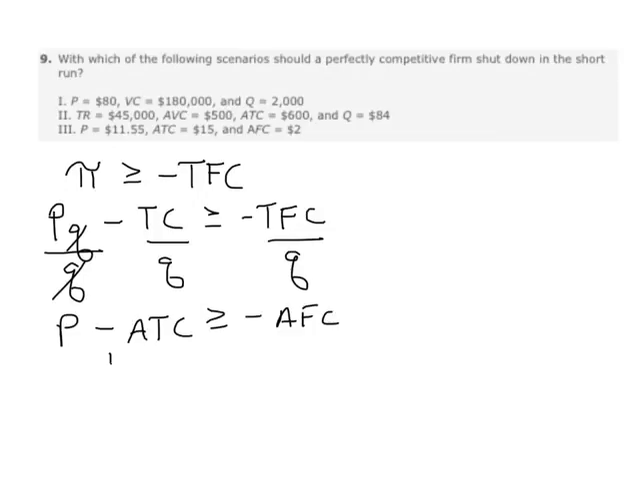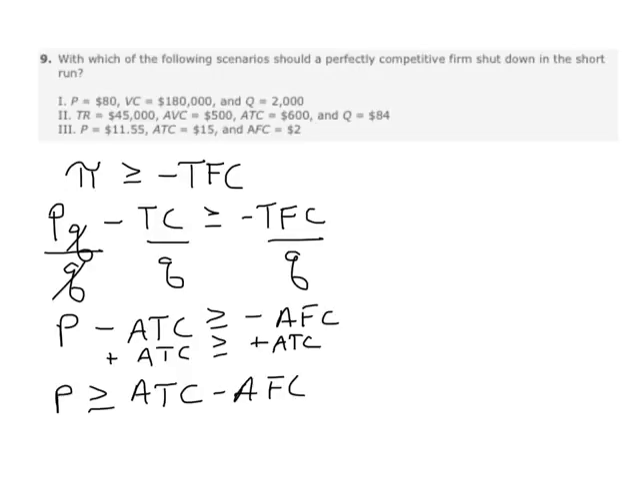And then I'm going to add average total cost to both sides, and thus preserve the inequality. But then this boils down to produce as long as price is greater than or equal to average total costs minus average fixed costs, but average total costs minus average fixed costs are just average variable costs. And that's the shutdown rule as we usually employ it.